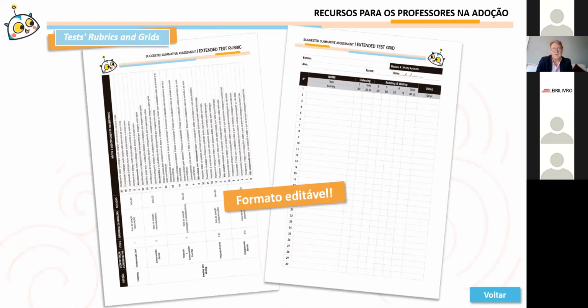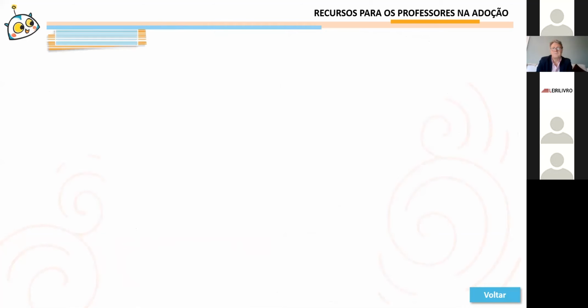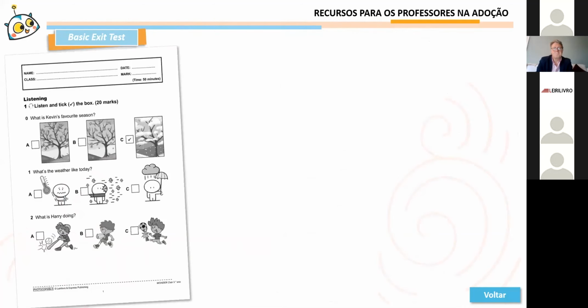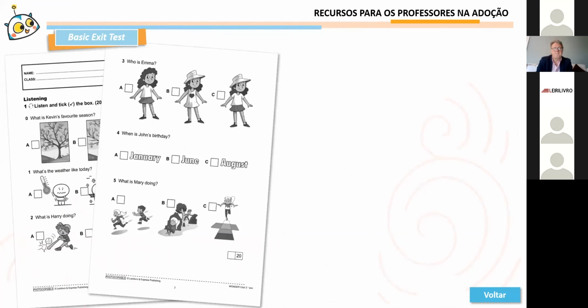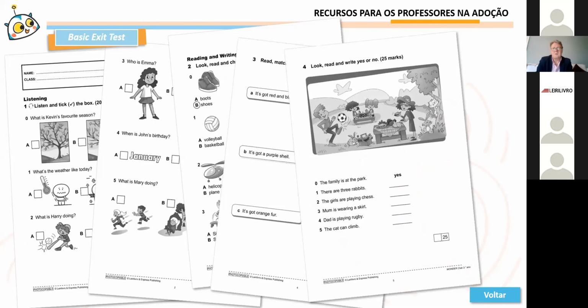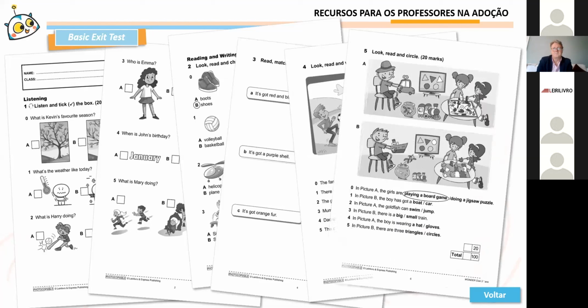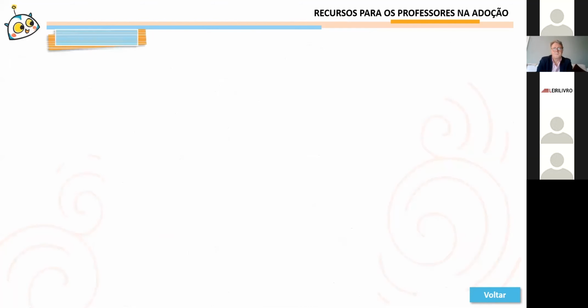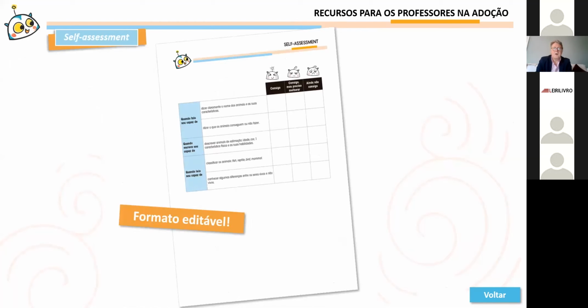Okay, there again are your rubrics. Different examples of the tests that you have. Okay. There are self-assessment, again, editable sheets for the children, so they can think about how well they've done. You can extend these, or you can take a box out again, depending on what you have been working on mainly during your period of work.